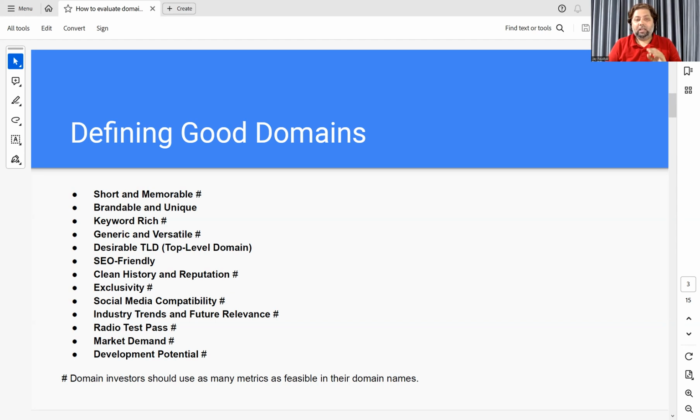Exclusivity. The domain should be exclusive. If anyone wants to start their brand, they should feel that this domain name is exclusive and brandable, and with that domain name, they can distinguish their brand.